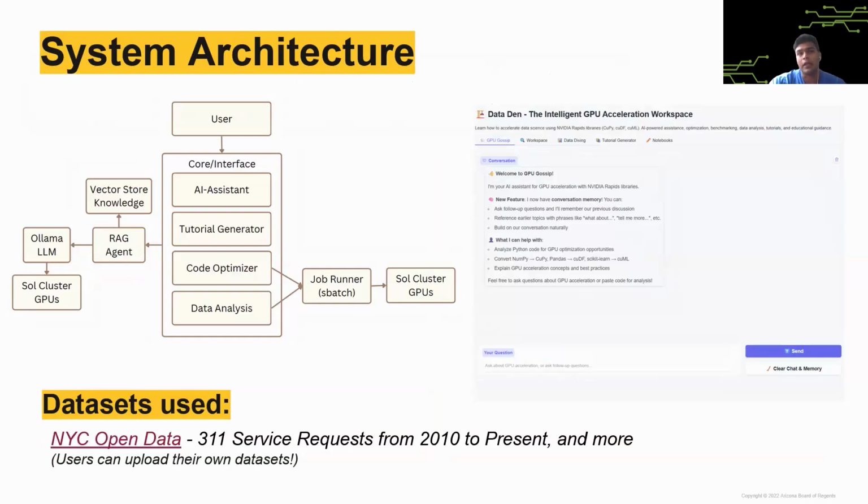DataDen is built around a RAG agent using open source Llama models loaded with a custom vector store. The core user interface includes an AI assistant, a benchmarker, and a data analyzer that uses GPUs on Sol through SBATCH scripts. It also offers the flexibility to add your own datasets to experiment with.